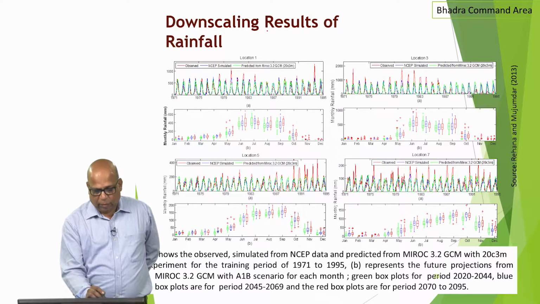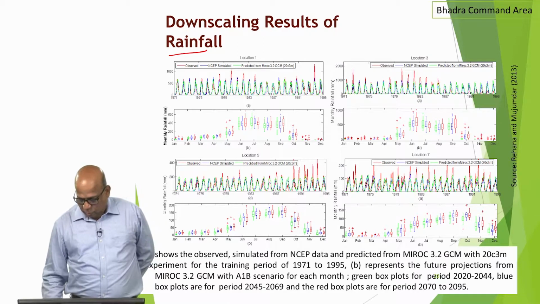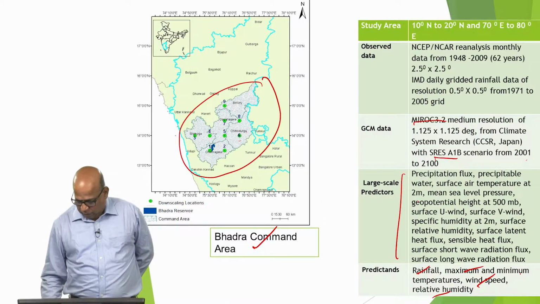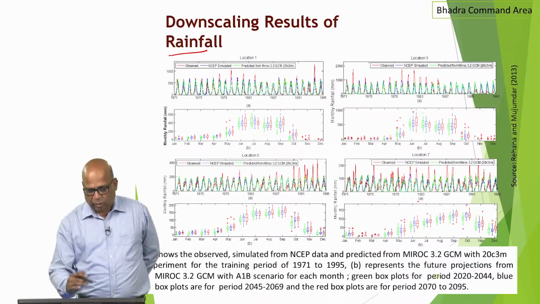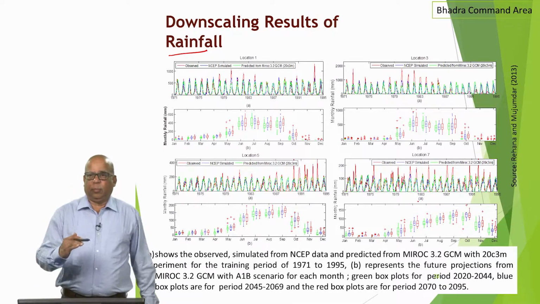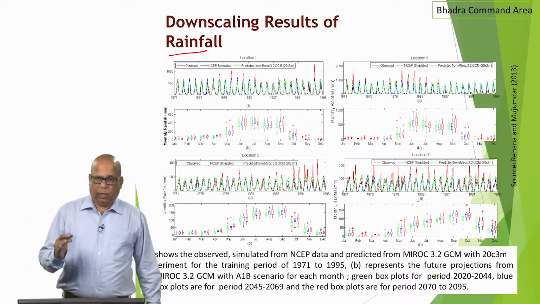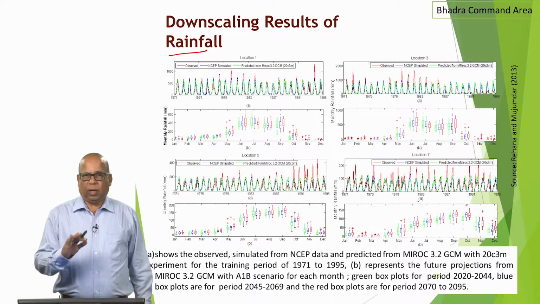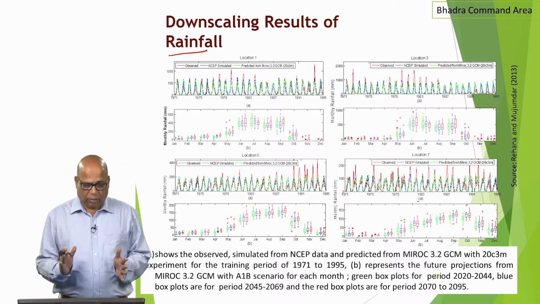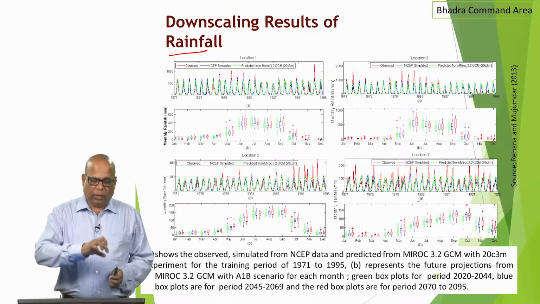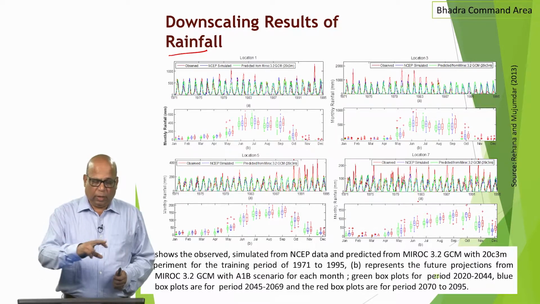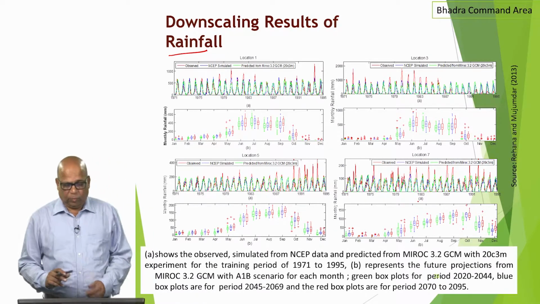See, for example, rainfall. I would have used some of these predictors for rainfall and then used a particular method of transfer function approach. In this case, what we use is what is called canonical correlation analysis, which does simultaneous downscaling at several locations. Anyway, that detail you please do not worry.